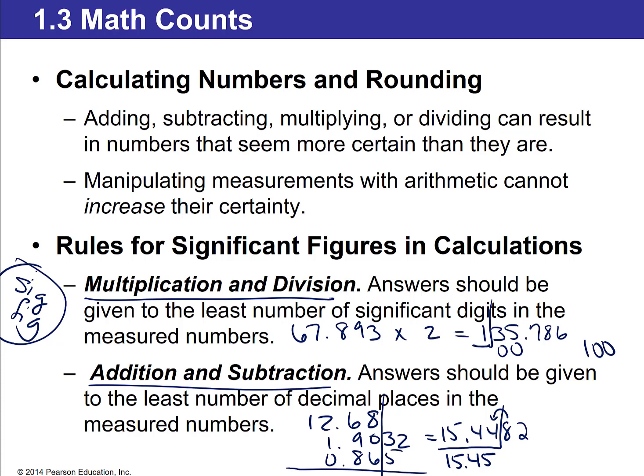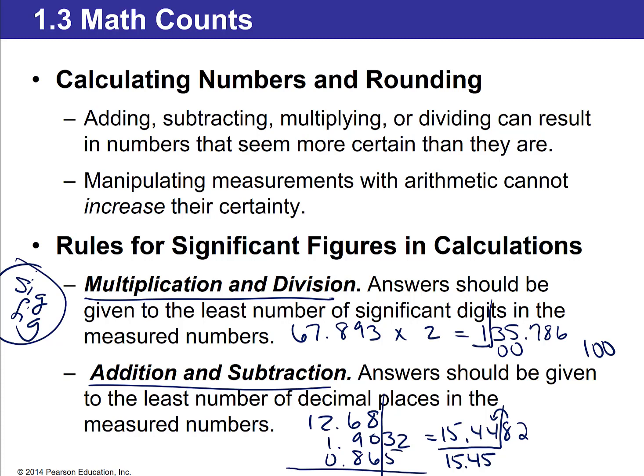So I gave you 67.893. So that has how many significant figures? 5. All non-zero numbers, there's 5 significant figures times 2, which only has 1. So your answer can only have 1 significant figure. That doesn't mean that your answer is only going to be like a single unit. It may have lots of numbers, and you may have to add zeros to indicate size, but you're going to round, so you only have 1 significant figure.